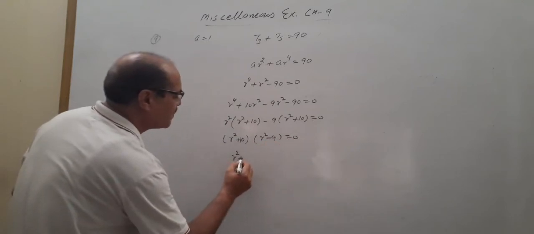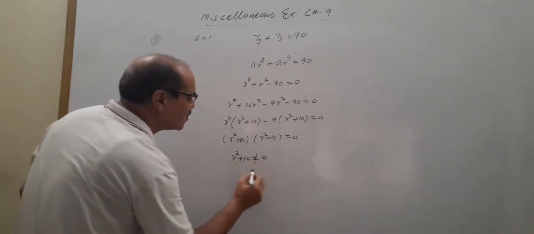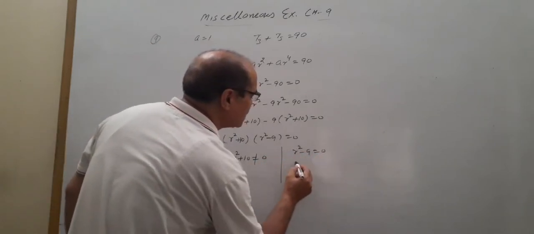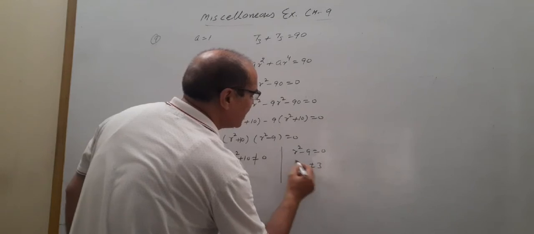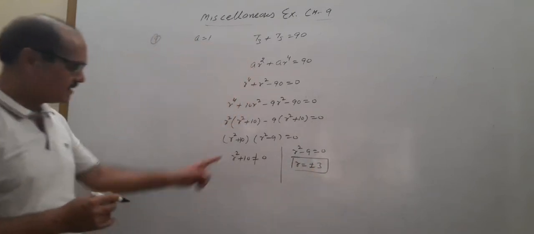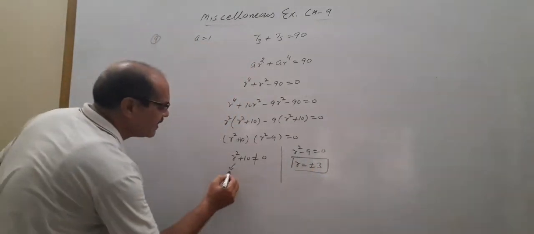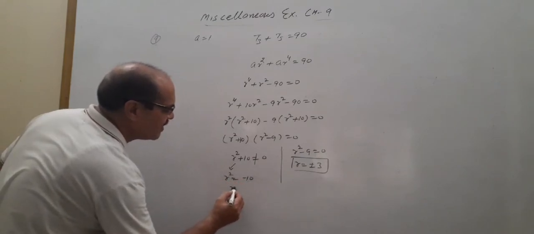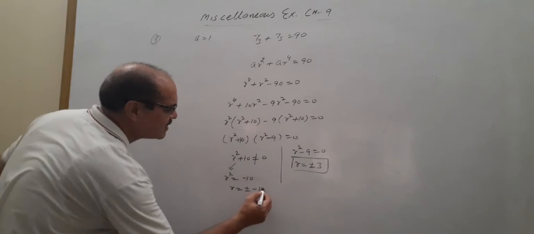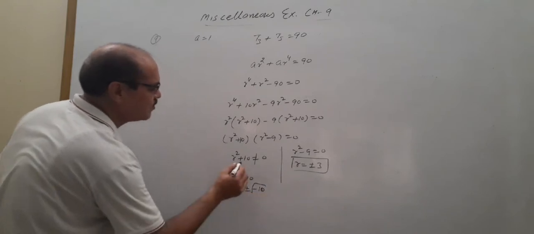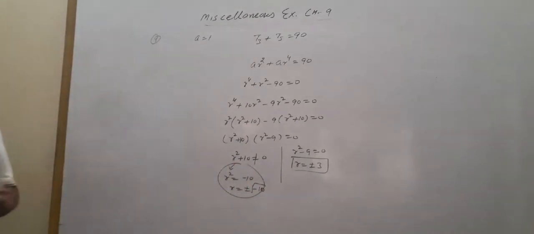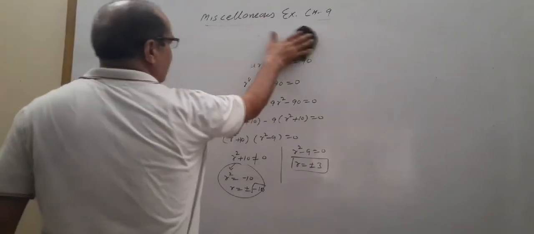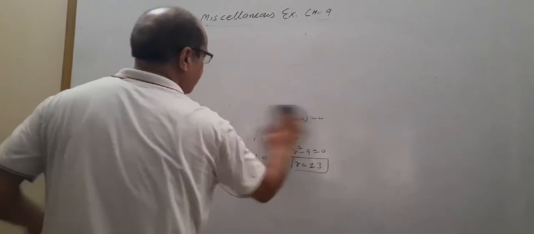If R square plus 10 is equal to 0, not possible, and therefore R square is equal to 9, and R is equal to plus minus 3, so this is the value of R. R square plus 10 is not equal to 0 because if I solve this, R square becomes minus 10 and R becomes plus minus the square root of minus 10, that is an imaginary number, so this is not possible. The value of R is plus minus 3. So I think question number 9 is clear.